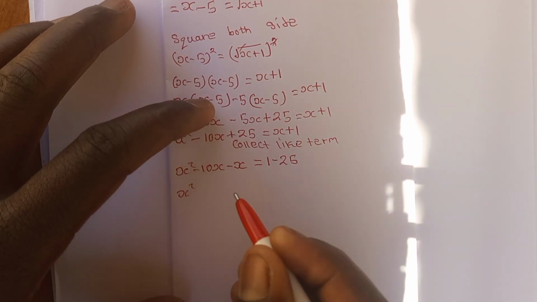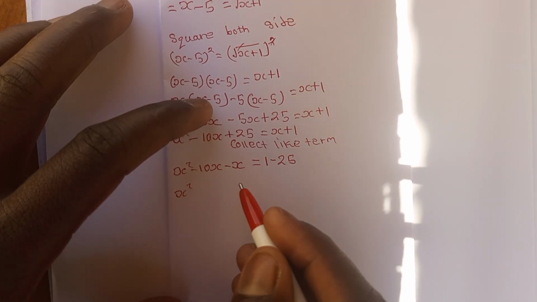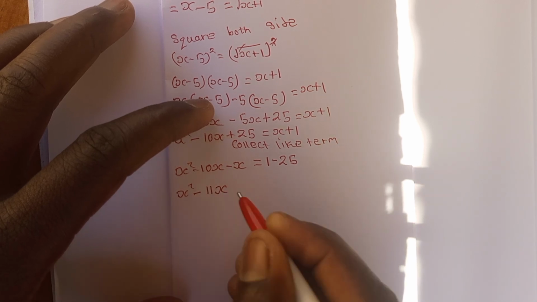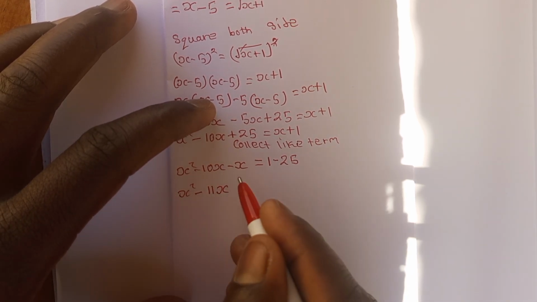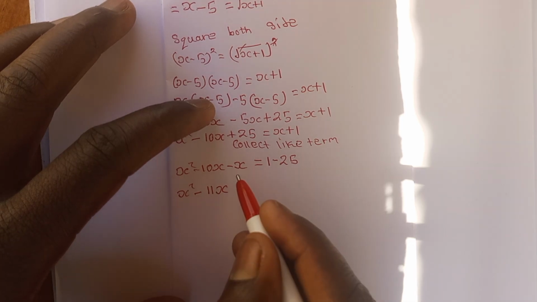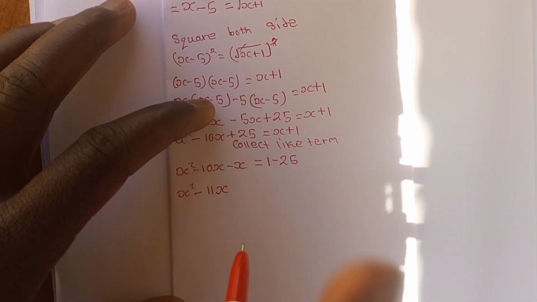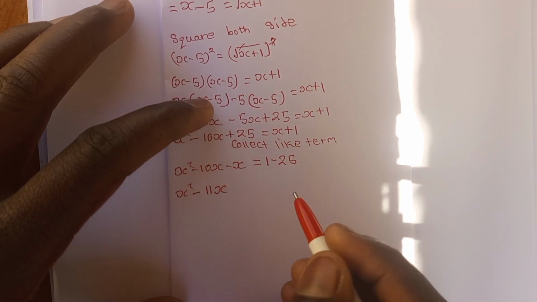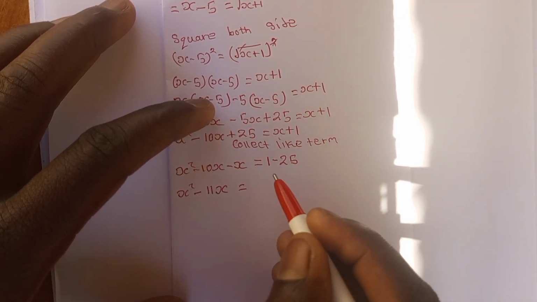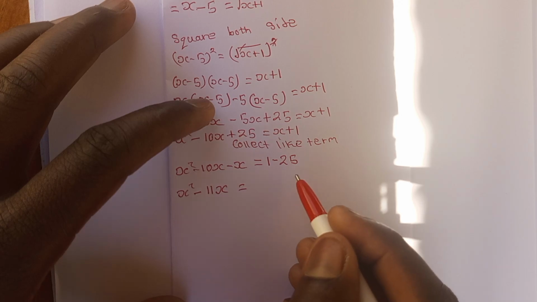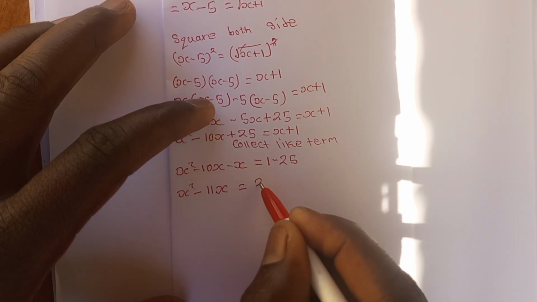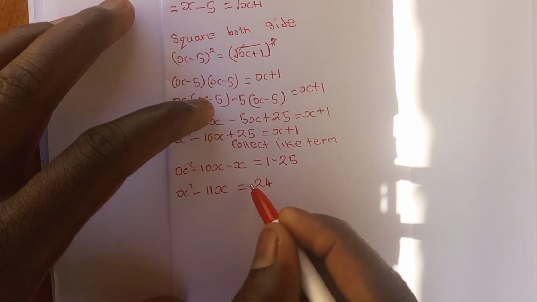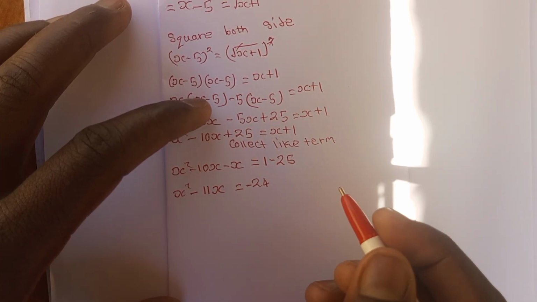We say x squared minus 10x minus x. We are going to have minus 11x. Whenever the signs are the same, take one sign and then add the two numbers. This x is the same as 1. That's why we say 10 plus 1. We are going to have 11x equals to plus 1 minus 25. We are going to have minus 24. The bigger number carries the sign.